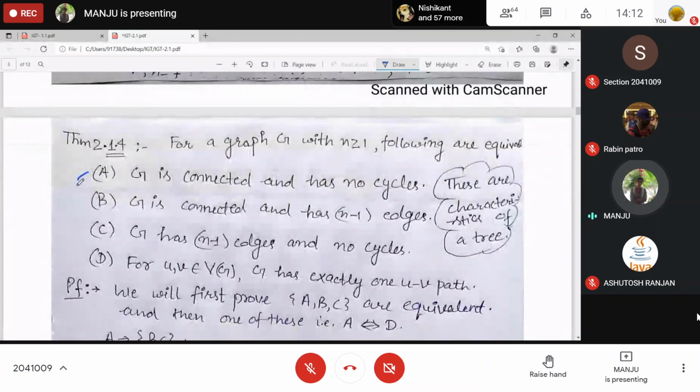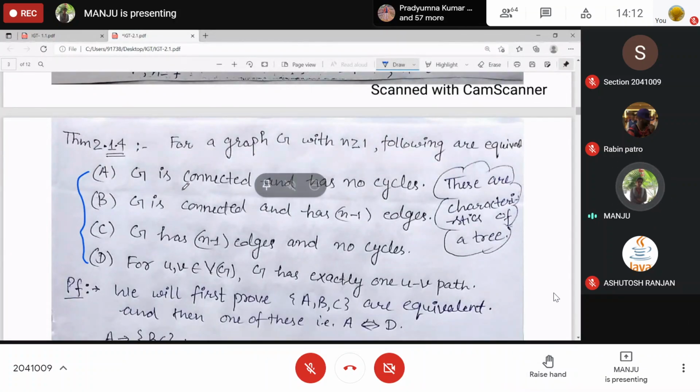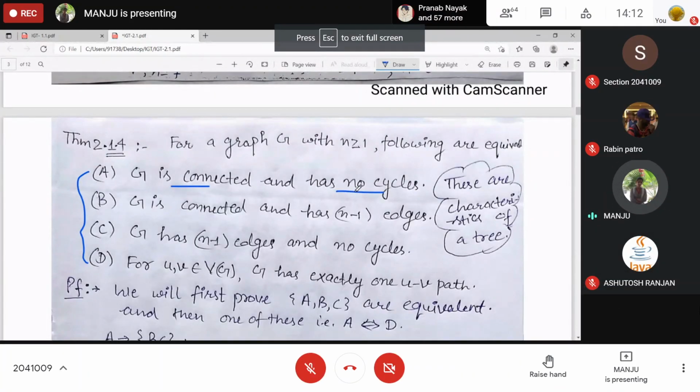Yeah, these are the properties of a tree. A graph G with order at least 1, the following are equivalent: G is connected and has no cycle, so connected acyclic. G is a tree, no? G is connected and has n minus 1 edges. So connected, no cycle, has n minus 1 edges.